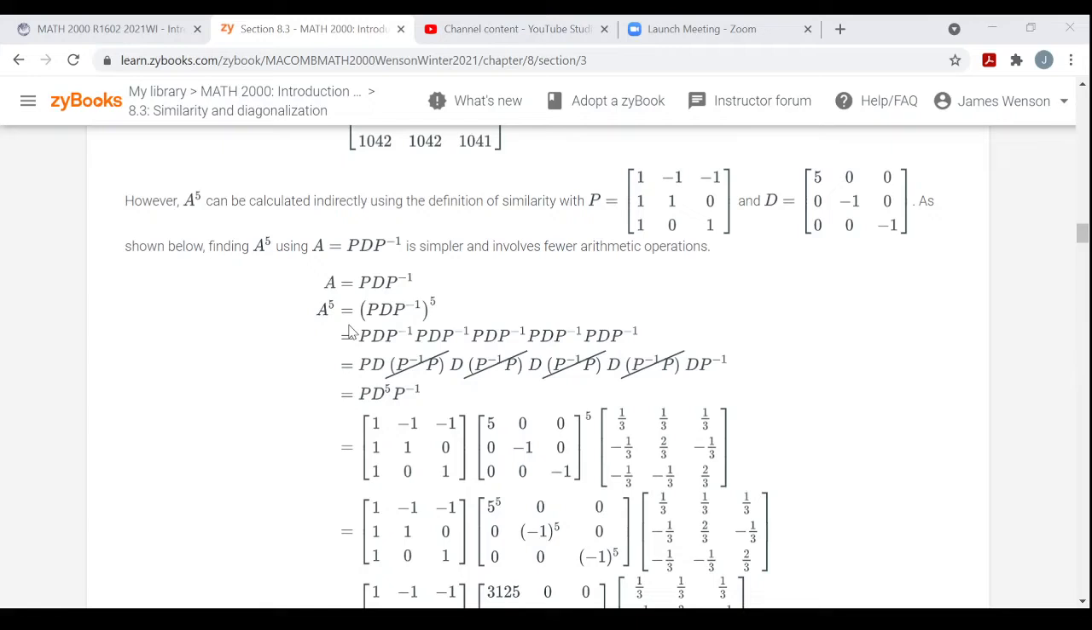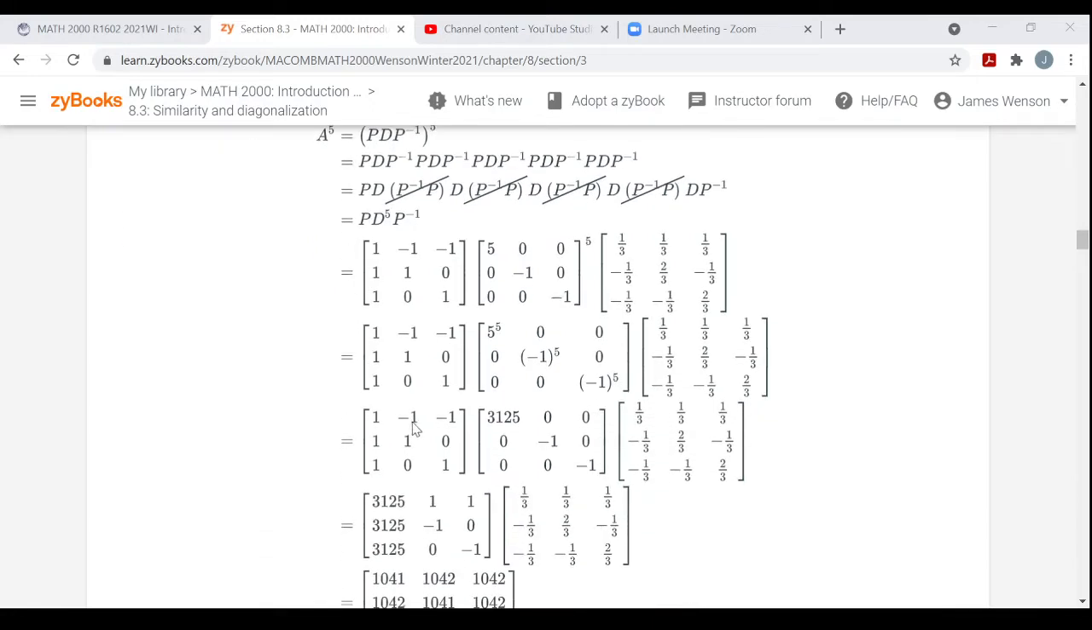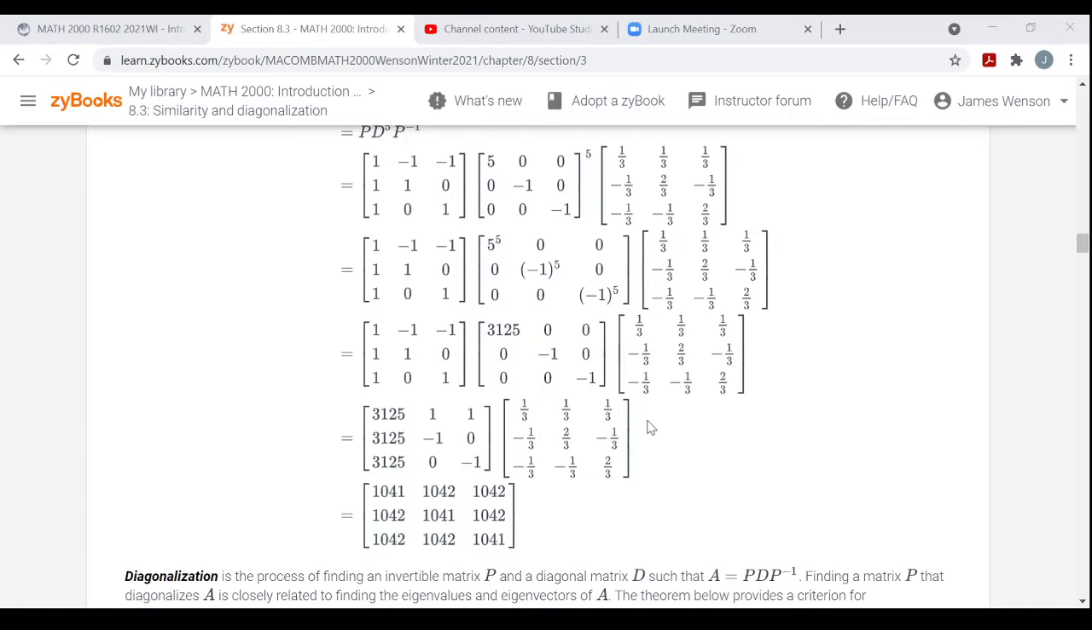If I asked for what's A to the 100th power, you'd have your matrix P, then you'd just raise all the diagonal entries in D to the 100th power, and then multiply by P inverse. And again, even raising to the 100th power would only require multiplying 3 matrices instead of 100.